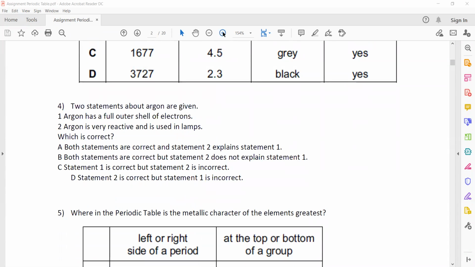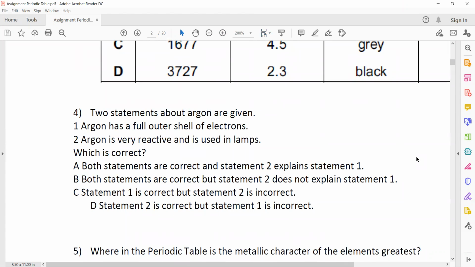Okay, next question 4. What could be the answer? Two statements about the argon are given. Which is correct? Statement 1 is correct, but why is statement 2 not correct? Because it's written reactive. But this is a group 8 element, inert, so they are unreactive. Does not react.